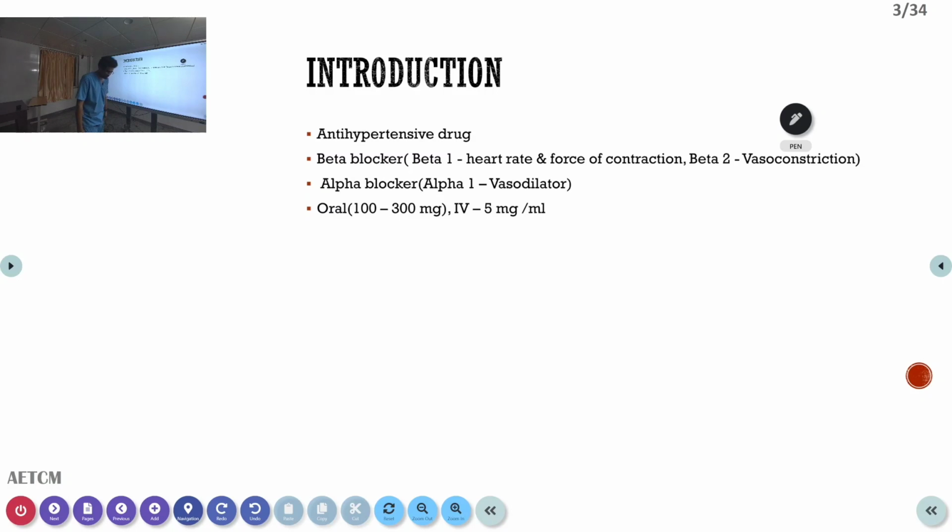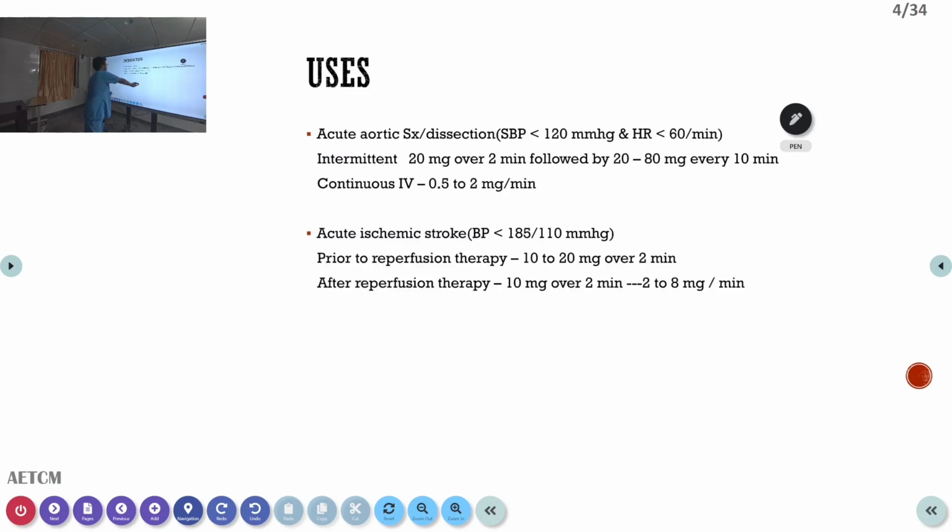And here we can give Labetalol as an oral drug or as an IV drug. The oral dosage ranges from 100 to 300 mg, and IV is 5 mg per ml. Coming to the uses for Labetalol, mainly it is used as an antihypertensive drug, and it can also be used in acute aortic syndrome as well as aortic dissection.